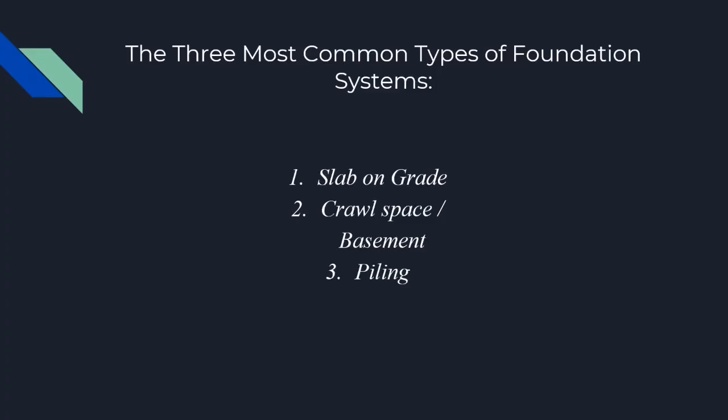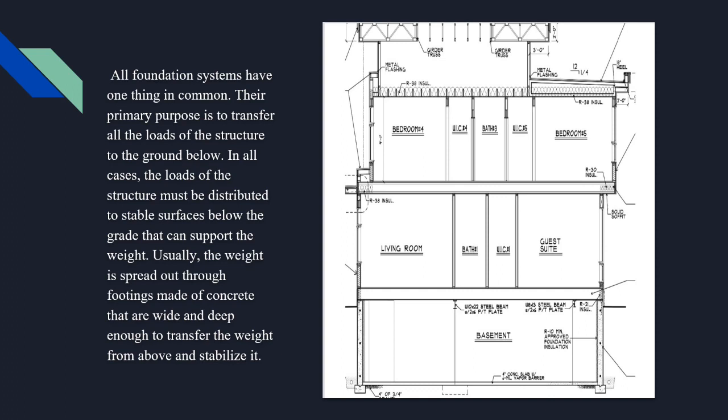In this segment, we'll cover the three most common types of foundation systems: slab on grade, crawl space basement, and piling. All foundation systems have one thing in common. Their primary purpose is to transfer all the loads of the structure to the ground below. In all cases, the loads of the structure must be distributed to stable surfaces below the grade that can support the weight. Usually the weight is spread out through footings made of concrete that are wide and deep enough to transfer the weight from above and stabilize it.